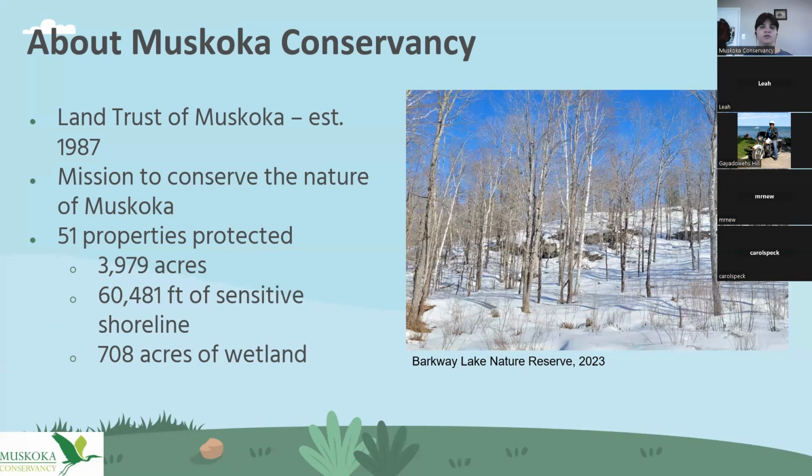The way we are able to acquire and protect land is either through really generous community donations of land, or through community fundraising, or even grants and different sources of funding that we're able to get to purchase land. Through those means, we are currently protecting 51 different properties across Muskoka, including almost 4,000 acres of land in total, over 60,000 feet of sensitive shoreline, both on our large and major lakes, as well as some of our smaller but equally important lakes, and over 700 acres of wetland as well.